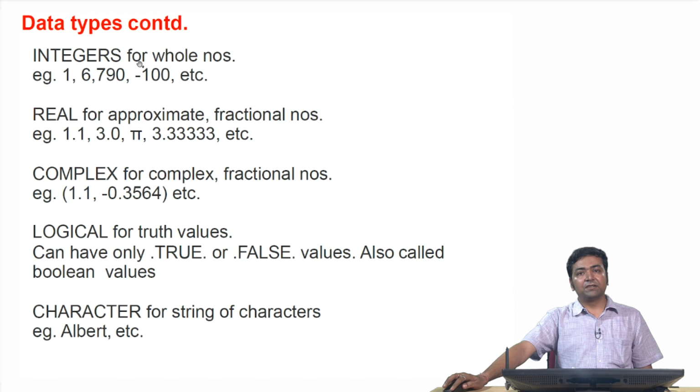So, here are some examples of what I just said. Integers, which are whole numbers, are typically 1, 6, 790 and so on and so forth. Real numbers are approximations for fractional numbers, for example 1.1, pi, 3.333, etc. Complex is for complex numbers. For example, it has two parts. The first part is the real part, and the second part is the imaginary part. Then we can have true and false values for logical, and then for character, for example, I have put the name Albert, so basically this variable contains a string of characters A, L, B, E, R, T.